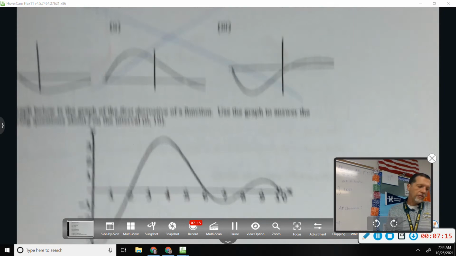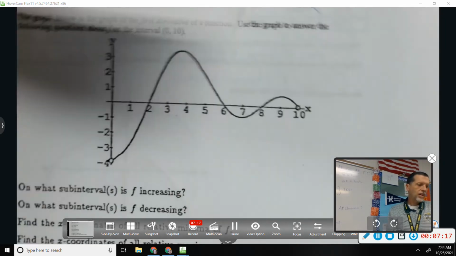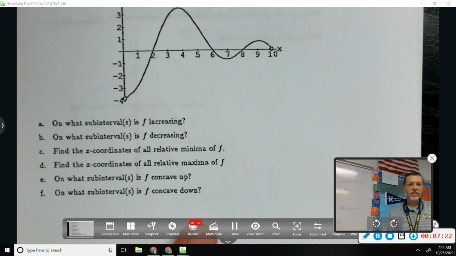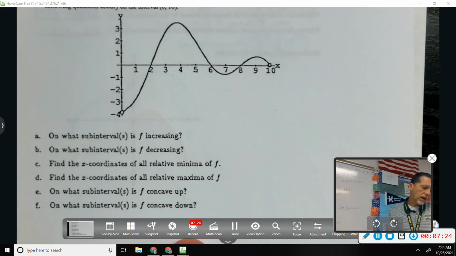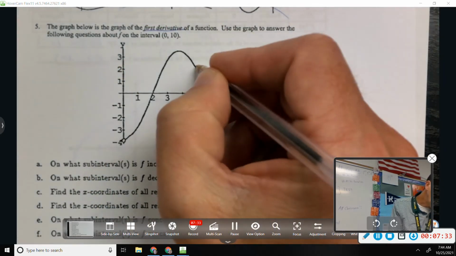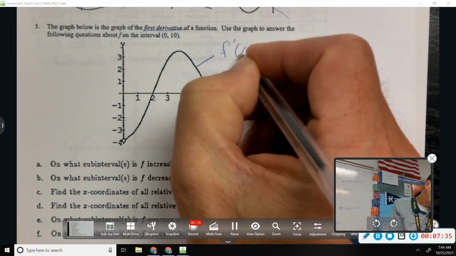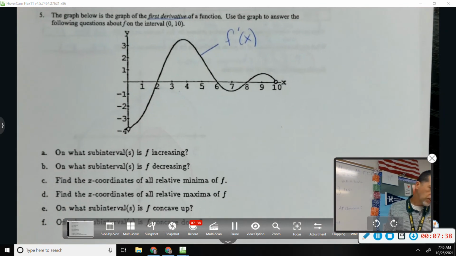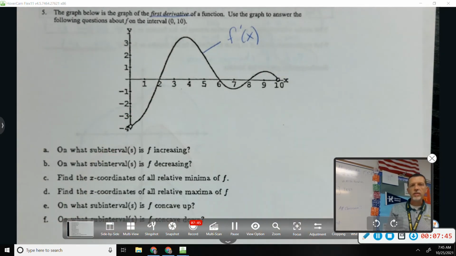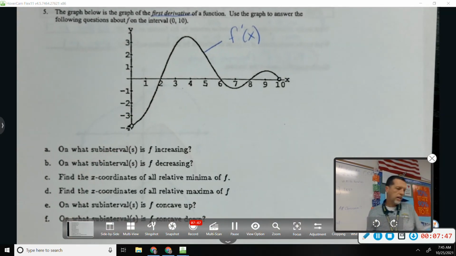Let's do 5 real quick, because I can almost guarantee it'll be something like 5 on the AP test, because I just love to give you a picture of f prime and then ask some questions about it. The graph below is the graph of the first derivative of a function. So that's the derivative. Use the graph to answer the following questions about f on the interval from 0 to 10, but we're not including 0 and 10, so we may have to be careful about that.